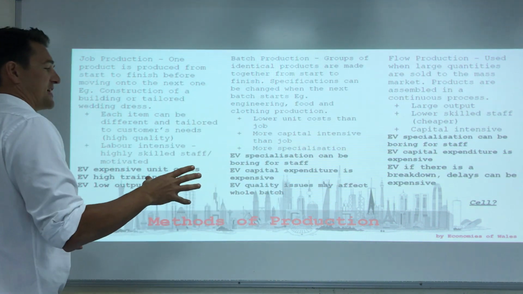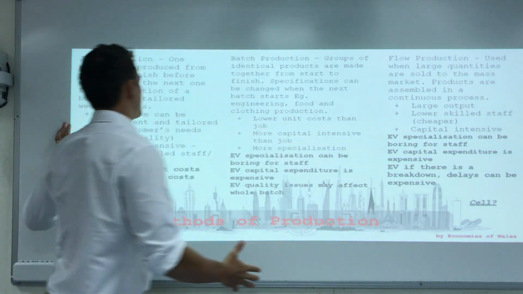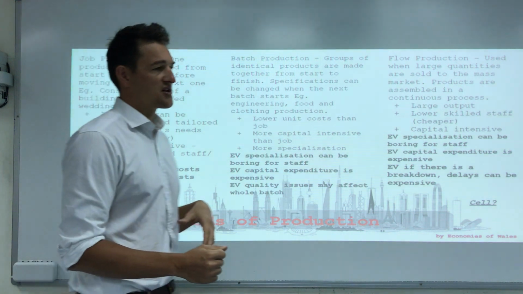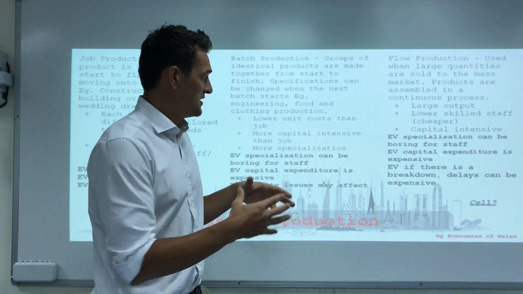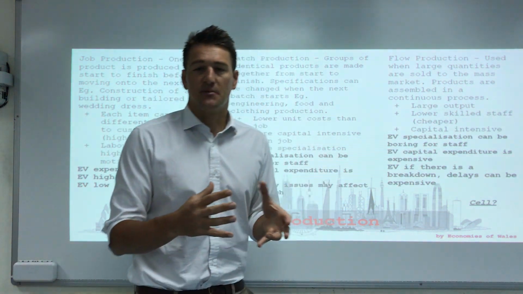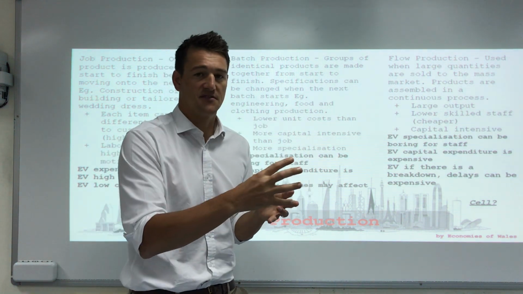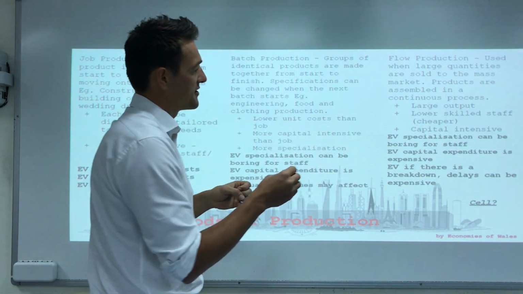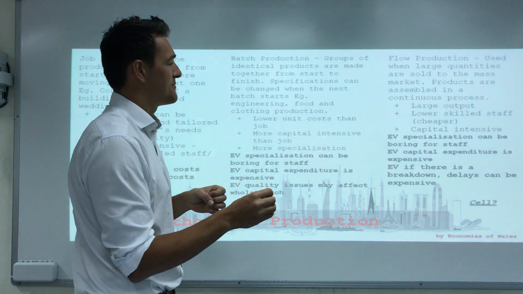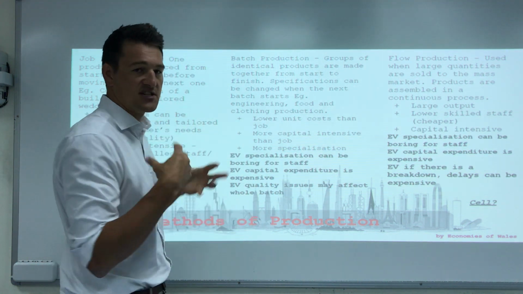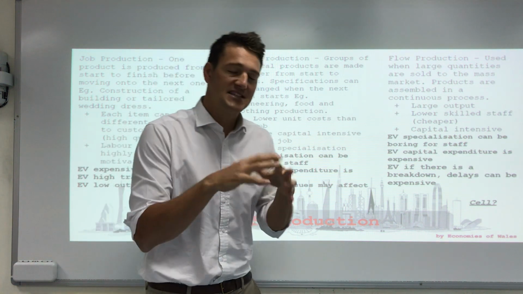Now, I've also put cell production on here, but without the note. So basically, cell production is where we want to manufacture something that's probably more complex, and we need a team of people to work on a product from start to finish. So it's mass market, but it's got the start to finish element of job production. And we get a team of staff to do it.